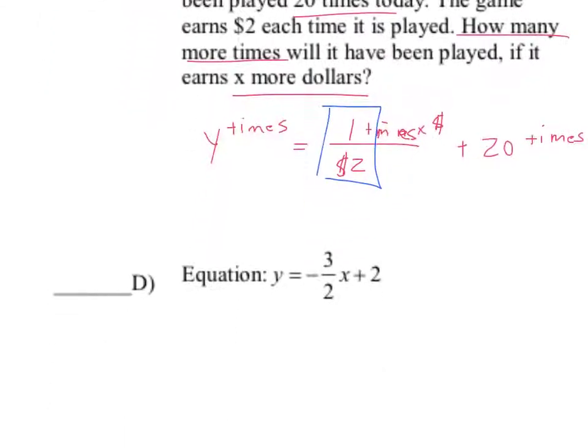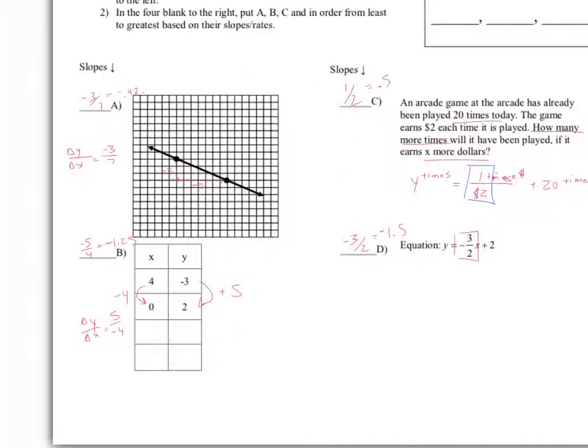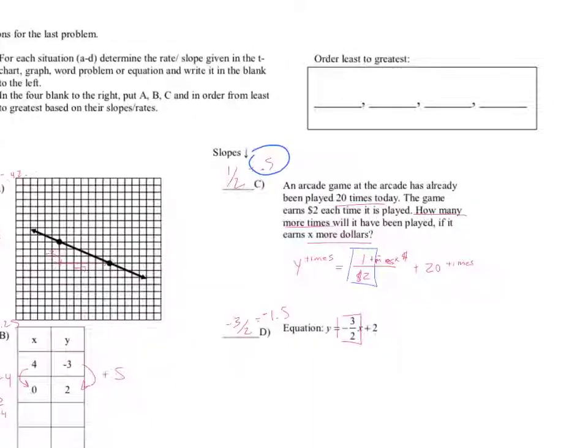And the last one, super easy. We just pull it straight out of the equation, negative 3/2, which if we use our calculator is negative 1.5. So I want to order these from least to greatest. I'm actually going to do that backwards because I see only one number is positive, which means that one has to be the biggest number. So that's answer choice C.